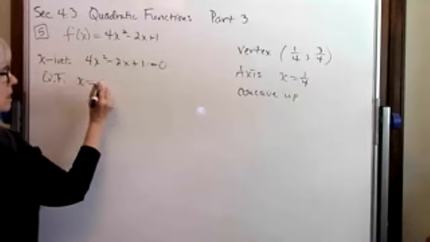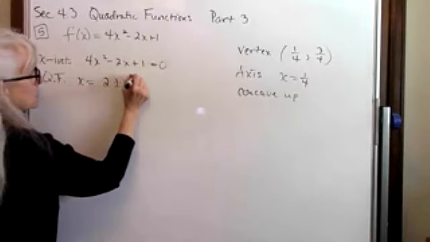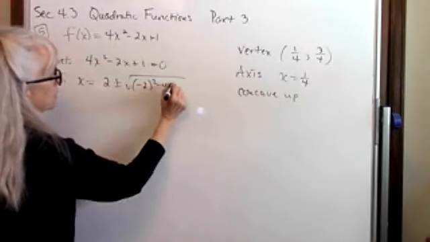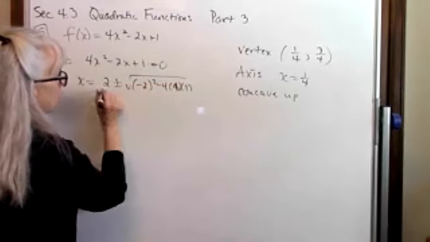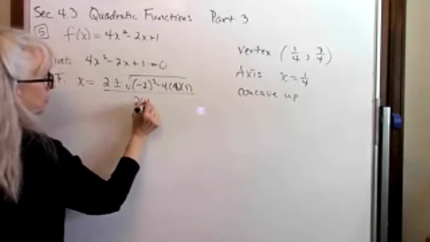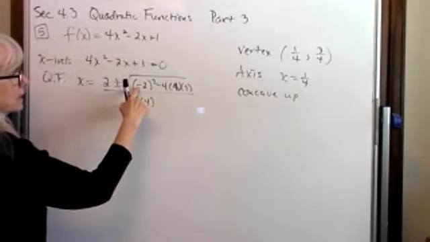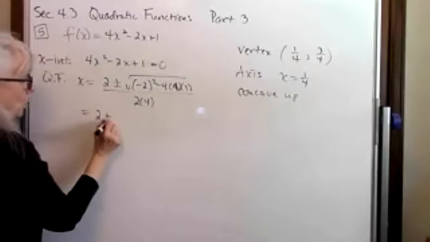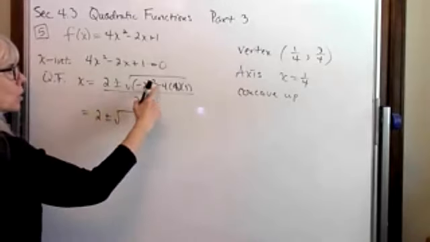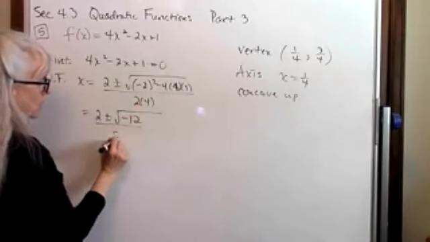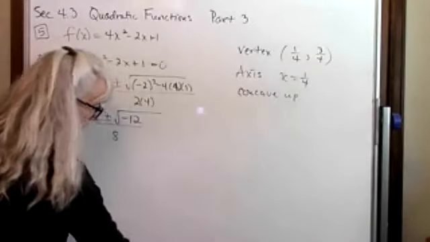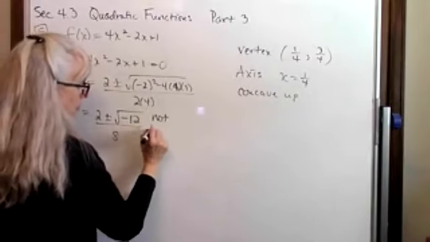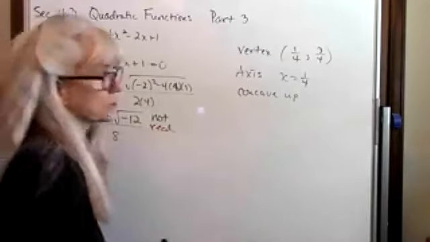So x is equal to the opposite of b plus or minus the square root of b squared minus 4 times a times c all over 2 times a. So it becomes 2 plus or minus the square root of negative 2 squared minus 4 times 1. Well, if you take that one step further, that's 4 minus 16. That's a negative 12 all over 8. And that negative inside of the radical tells me that these are not real, which tells me there are no x-intercepts.